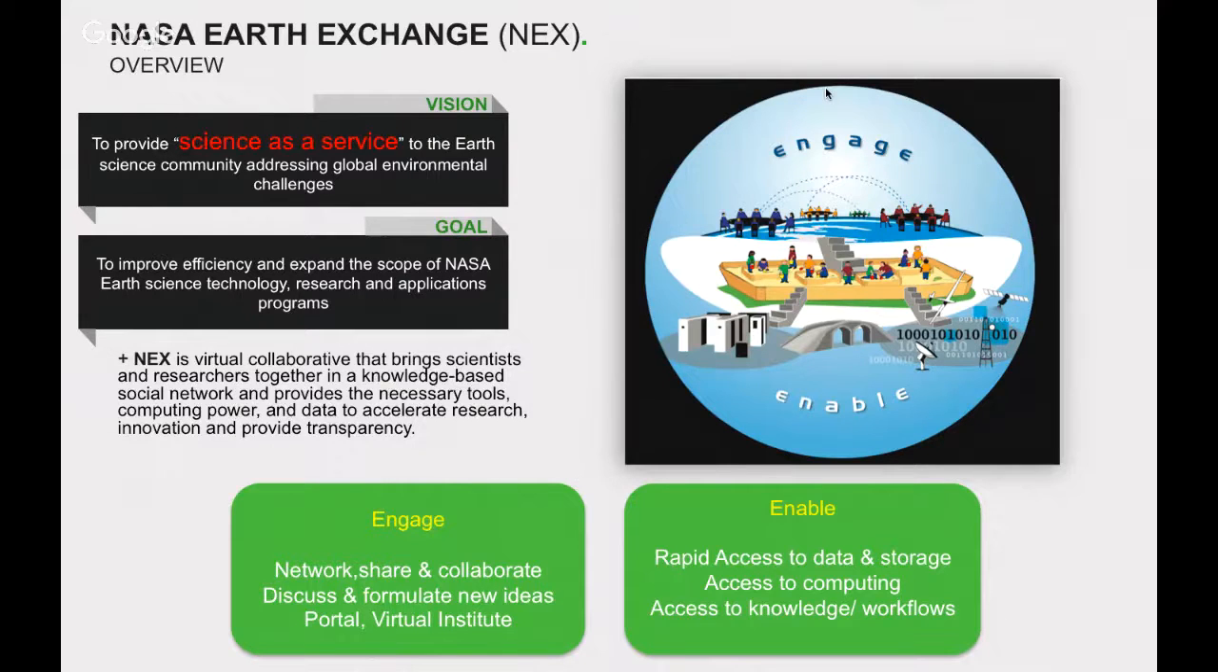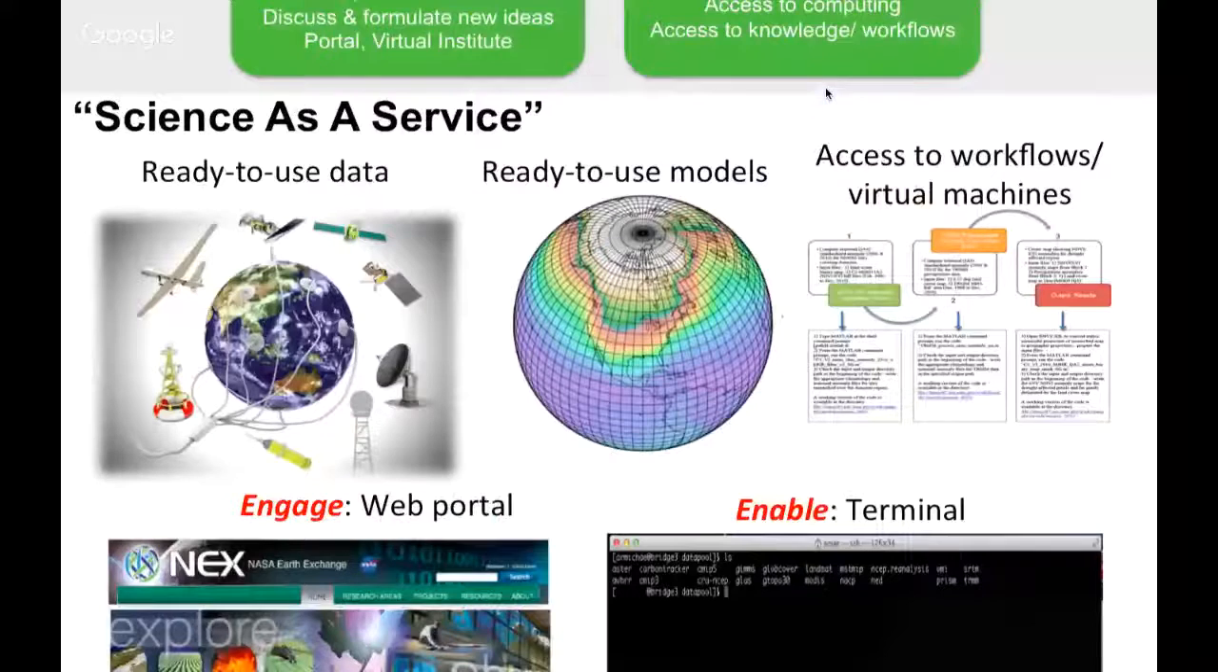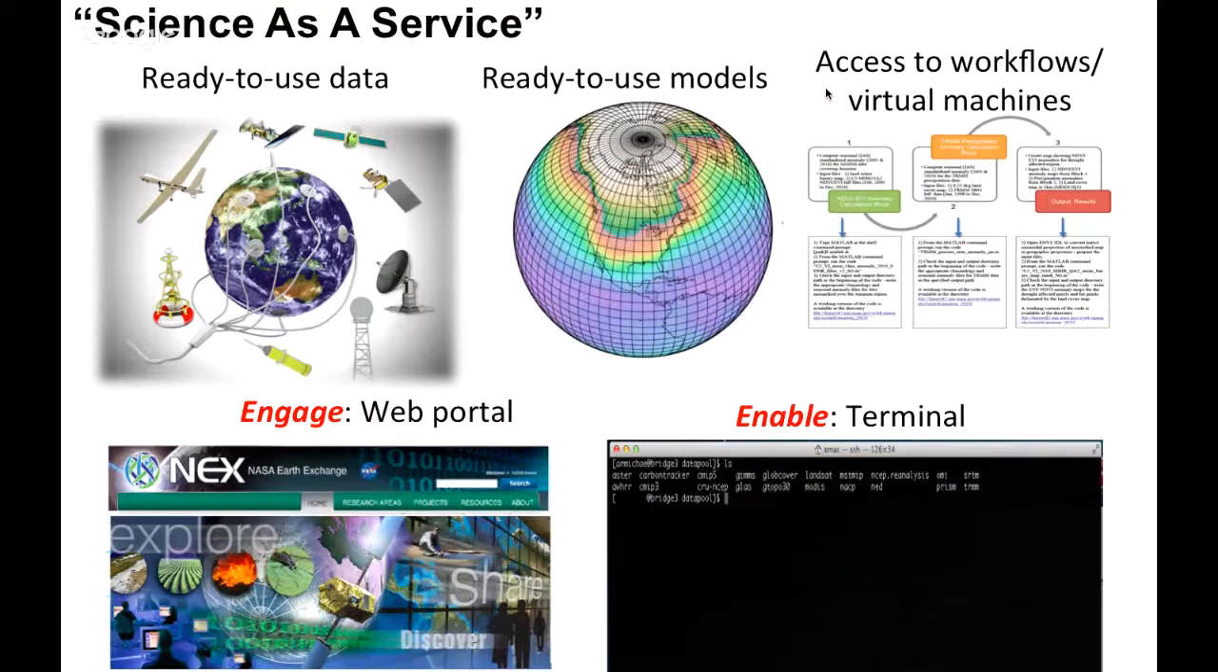So in addition to data sets, we are also creating different scientific workflows. So for example, I publish a paper somewhere, and there is a workflow associated with it. Researchers are now able to replicate that whole workflow using the tools, the codes, and the data needed to do that. So we call it science as a service. So we have ready-to-use data, ready-to-use models, access to workflows, virtual machines.